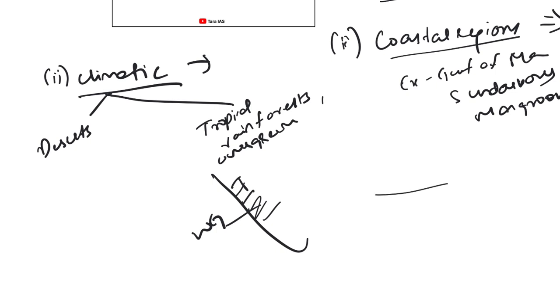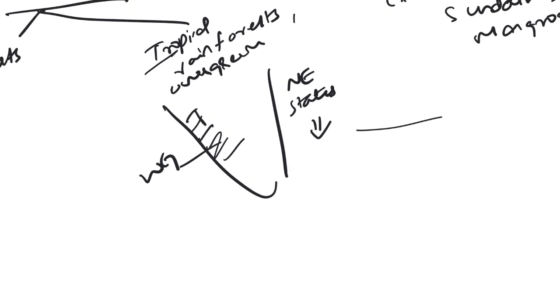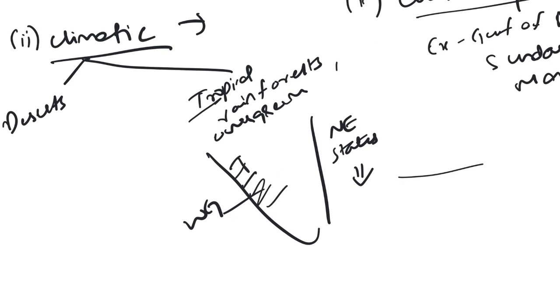And next, regarding tropical rainforests, you have northeast states. So in northeast states you have abundance of rainfall. So we have tropical rainforests over northeast regions. So on one hand we are showing how climatic factors are impacting the biodiversity, right? So in those areas where rainfall is abundant, you have rich biodiversity.